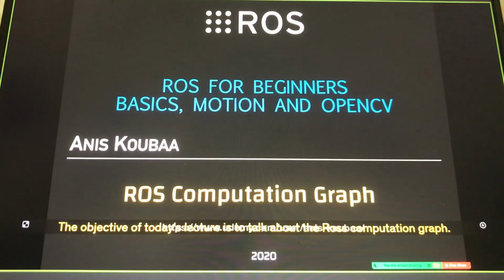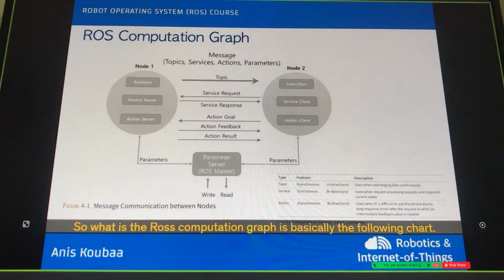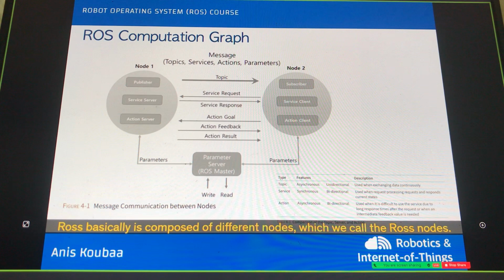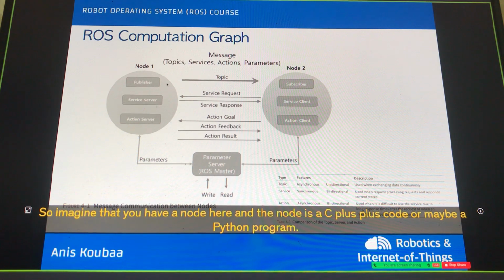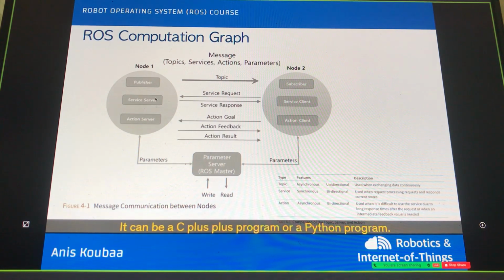The objective of today's lecture is to talk about the ROS computation graph. So what is the ROS computation graph? It is basically the following chart. ROS is composed of different nodes, which we call the ROS nodes. So imagine that you have a node here, and the node is a C++ code or maybe a Python program. It can be a C++ program or Python program.